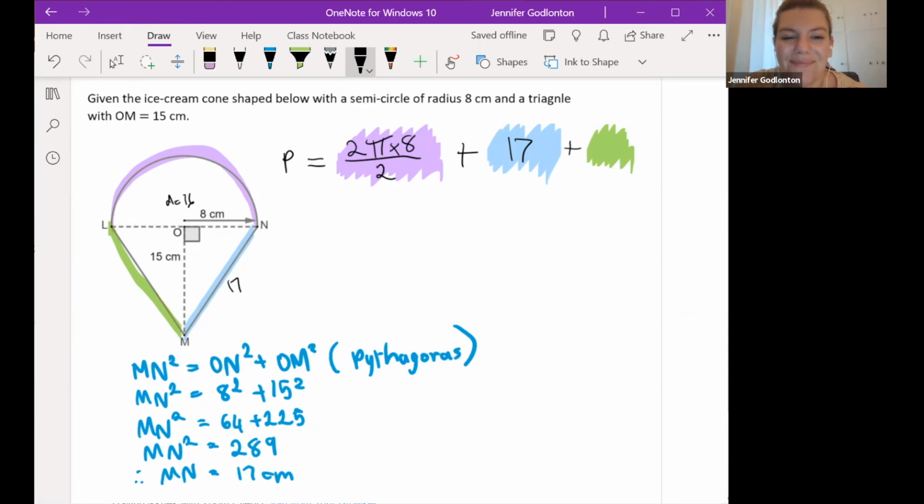Ma'am, I think MN is the same as our MO. Good. Can you tell me why it's the same? You're 100% right. They are definitely the same. Why would they be the same? It's an isosceles triangle. It looks like one. It is. If we have a look here, this is the center of my circle, right? Which means that this is also 8 centimeters. And so they're exactly the same triangle. They're congruent triangles. And that's why this would also be 17. Yes, ma'am. Okay. So what would my final answer be after working all of this out?